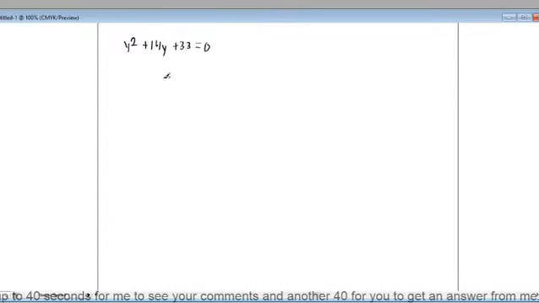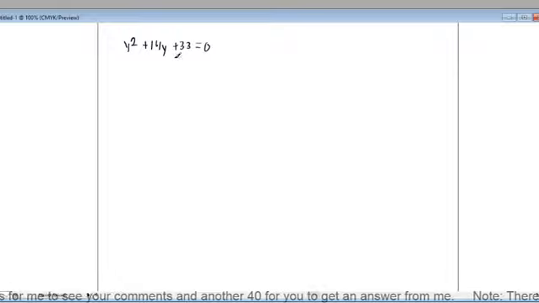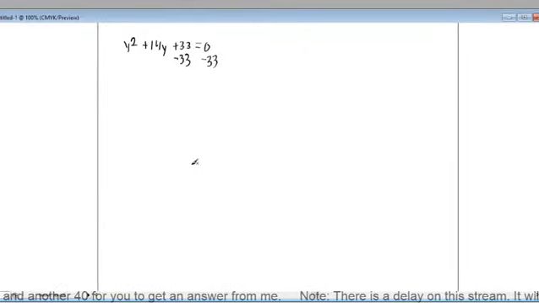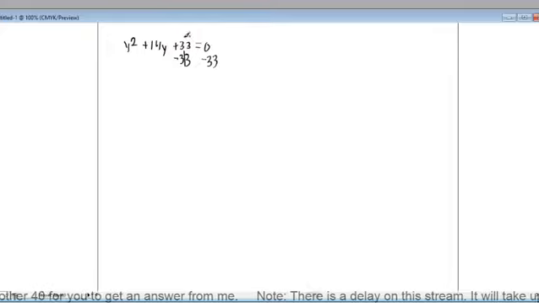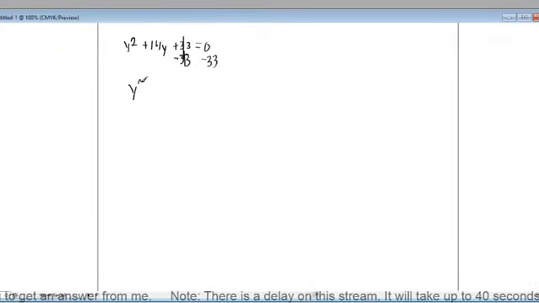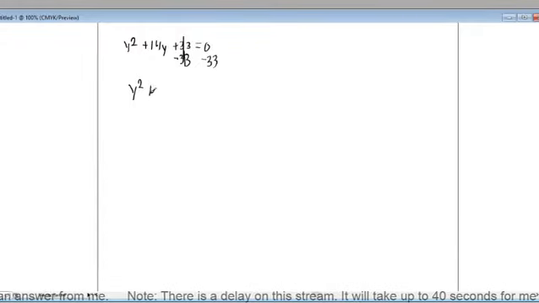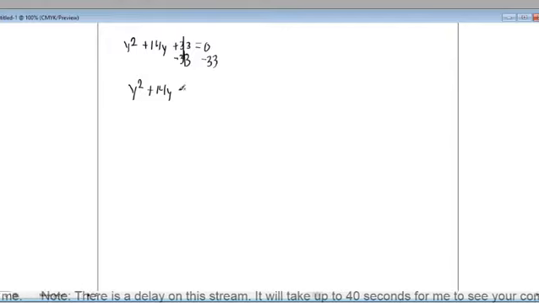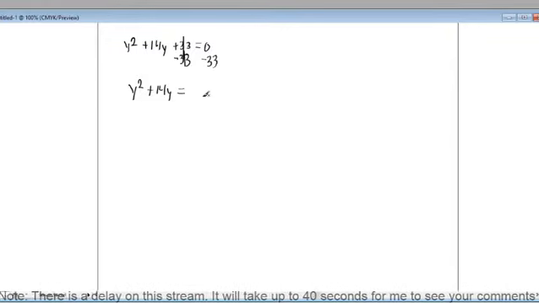Next step is to get just the y's by themselves. So we'll need to subtract 33 from both sides. That's going to cancel on this side, leaving us just the y's. So y squared plus 14y equals negative 33.